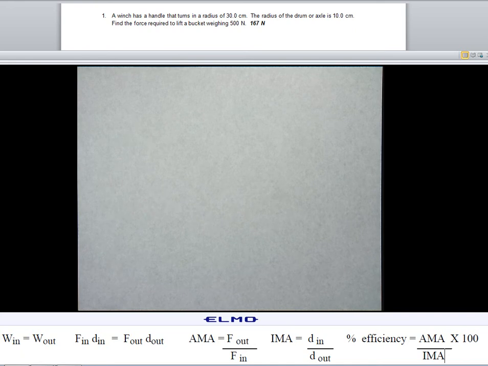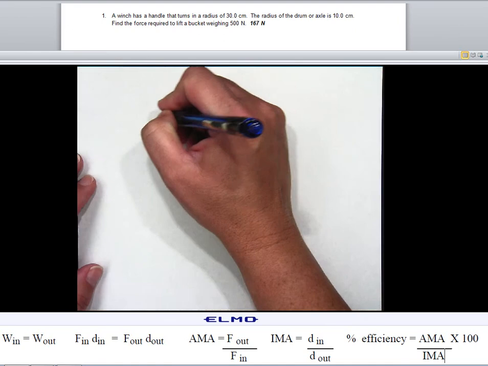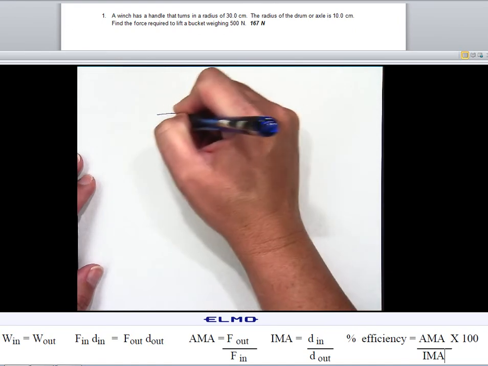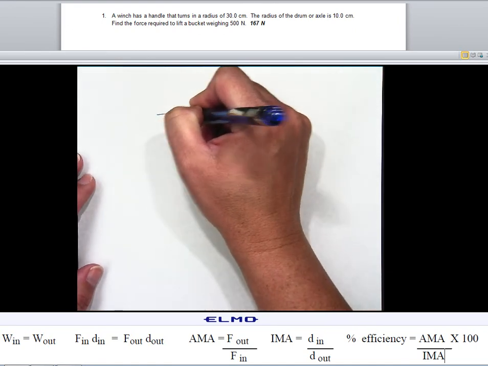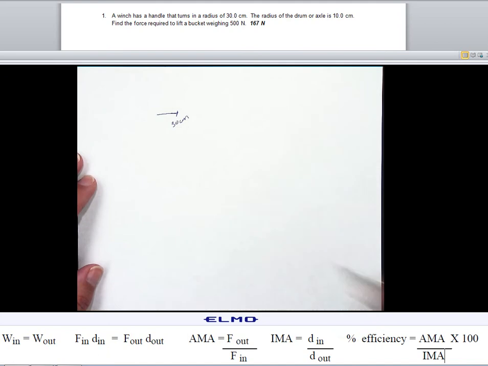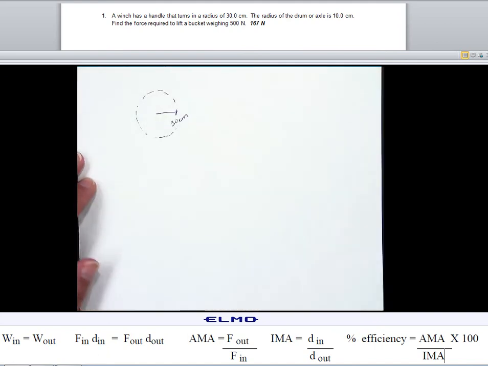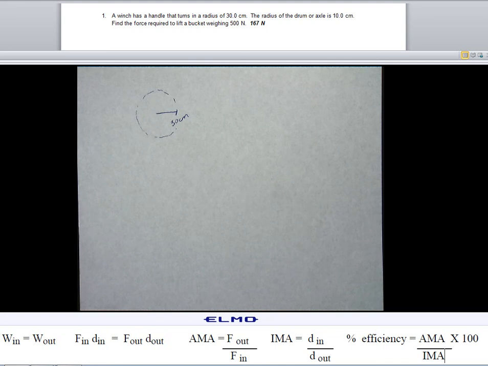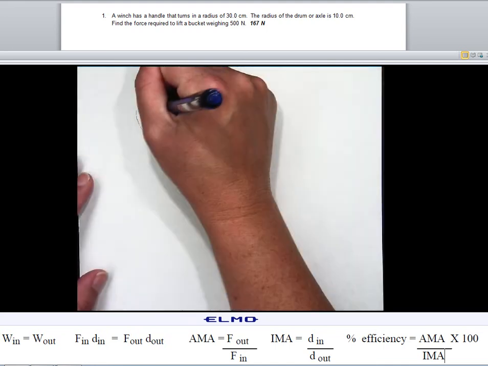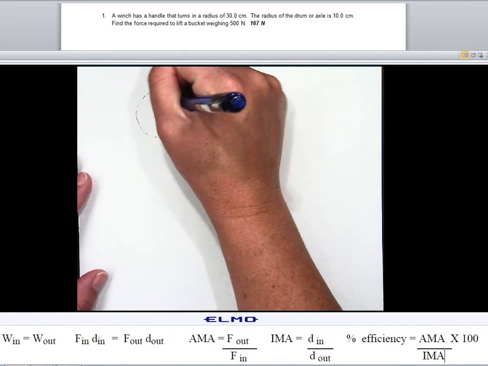It says a winch has a handle that turns in a radius of 30 centimeters. So I'm going to draw the handle here, and it is 30 centimeters. So that is going to go in a radius, so it's a circle. I'm not very good at drawing pictures, but you get the point here. The radius of the drum or axle is 10 centimeters. So right here, the drum or axle is 10 centimeters.